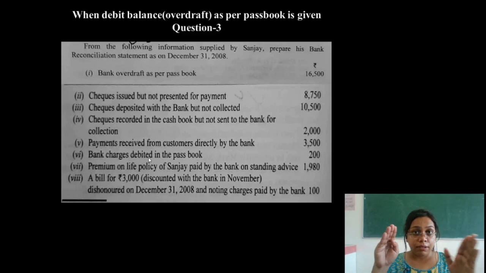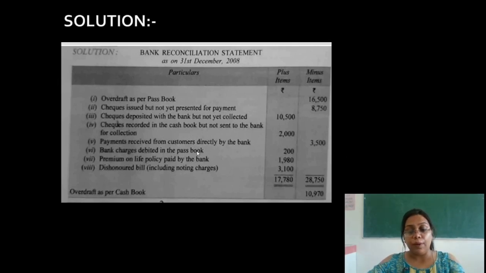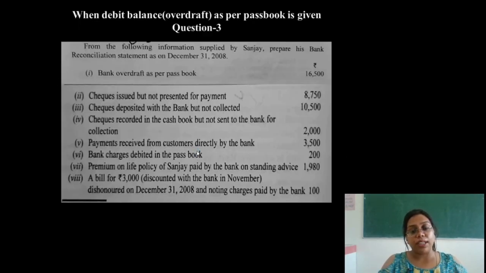But in this case, while preparing a debit balance as per passbook, what will we do? Here we will add. Why? There we were subtracting this 200 rupees from our cash book, so we were subtracting this 200 rupees from our BRS as well. But in this case, we will add back this 200 rupees to our BRS. That is bank charges debited in the passbook. Now, next is premium of life insurance policy of Sanjay paid by the bank on standing advice, 1980 rupees. So, premium of life policy.